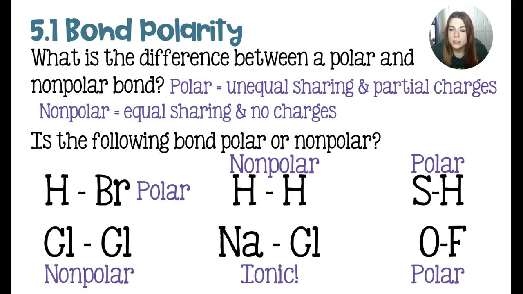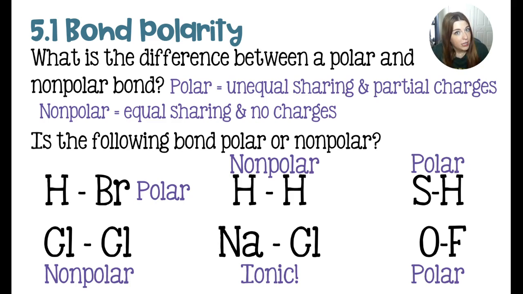A nonpolar bond is the opposite, and that is one that has no poles, no positive or negative charges, and that is due to equal sharing across the bond. So a hydrogen-bromine bond is going to be polar because bromine has a much higher electronegativity than hydrogen.